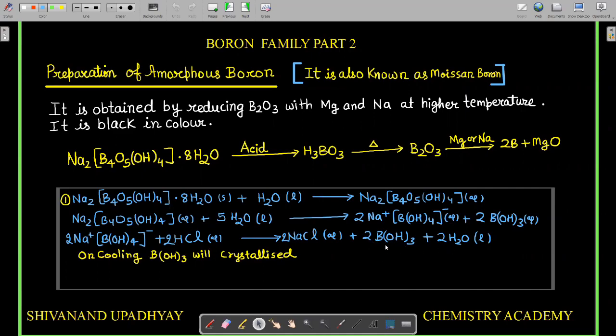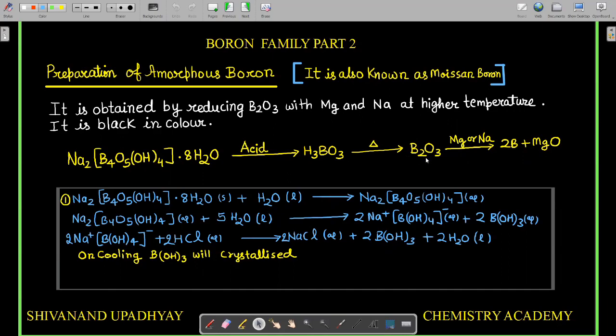This boric acid will form crystals and we will separate boric acid from this solution. So what we have done here is that this borax is treated with acid and there is formation of boric acid. The whole process I have explained. Now this boric acid is heated. On heating this boric acid, there is formation of B2O3, that is boron sesquioxide. So there is removal of water molecule, dehydration of boric acid will form this.